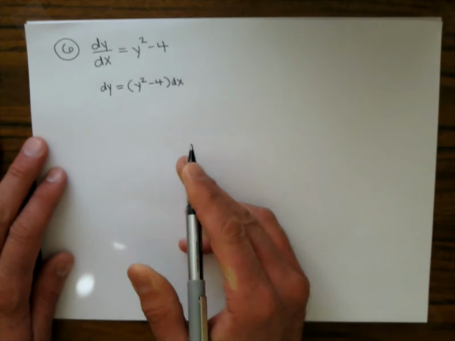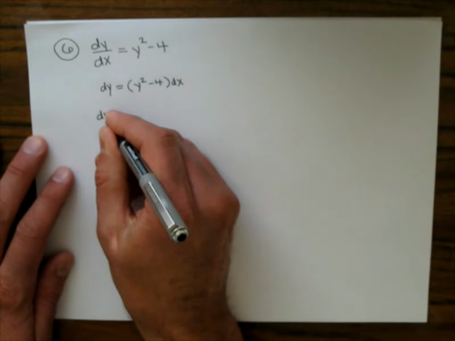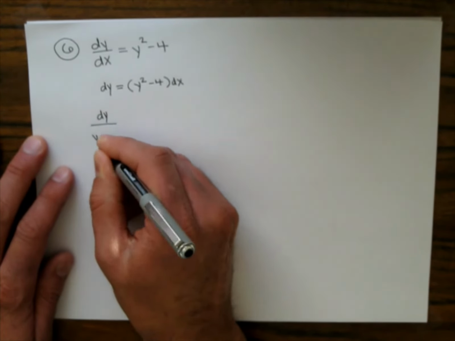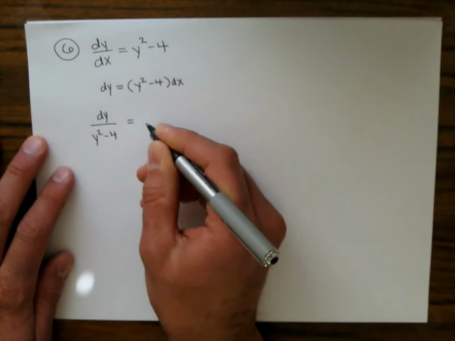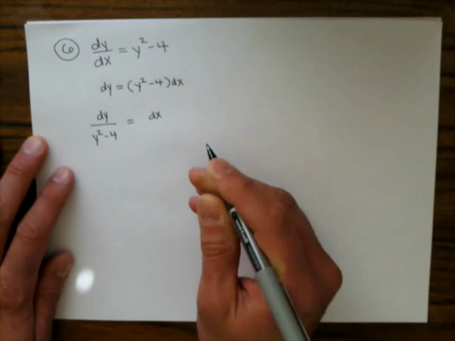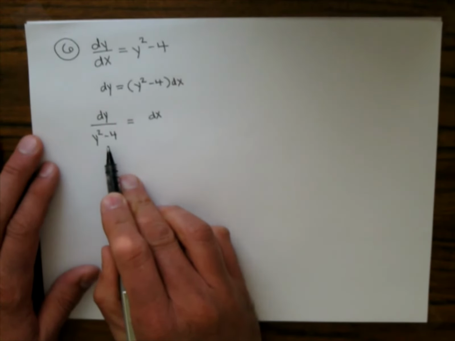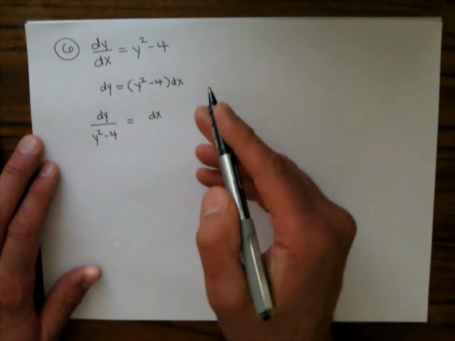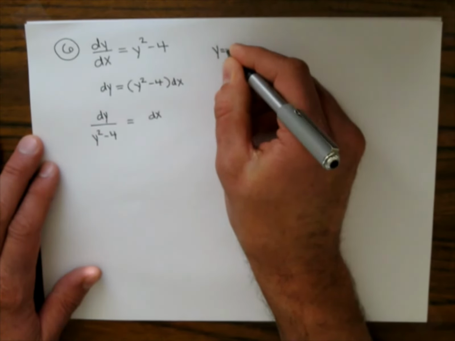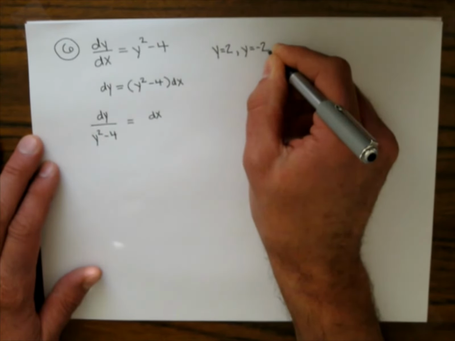I don't have the y's all on one side, so I'm going to divide by y squared minus 4. So I have dy over y squared minus 4 equals dx. Now, we've divided by something, so some values of y that are not allowed here would be y equals 2 and y equals negative 2.